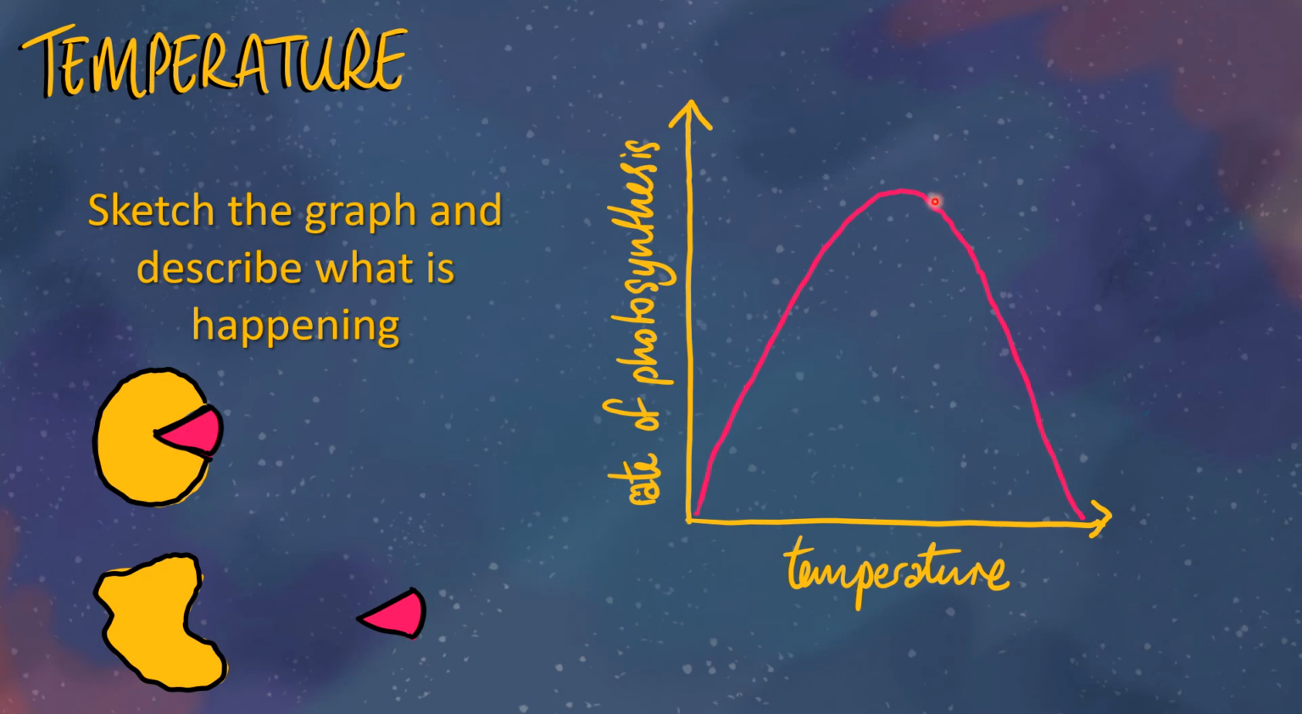So that is this point up here. So when it gets to a certain temperature, then it will denature, and therefore it won't be able to do its job anymore, and photosynthesis won't be able to take place.